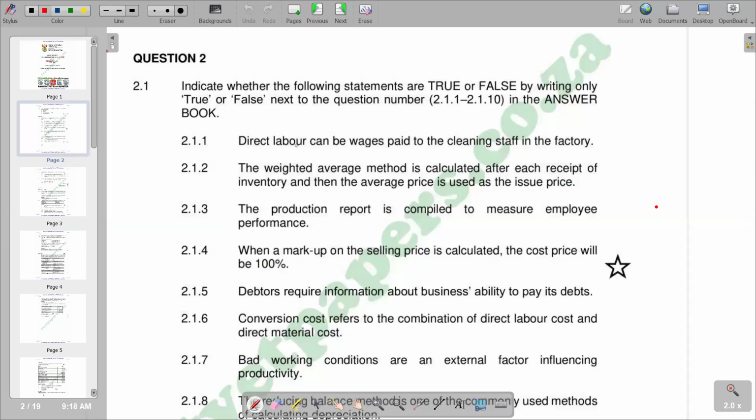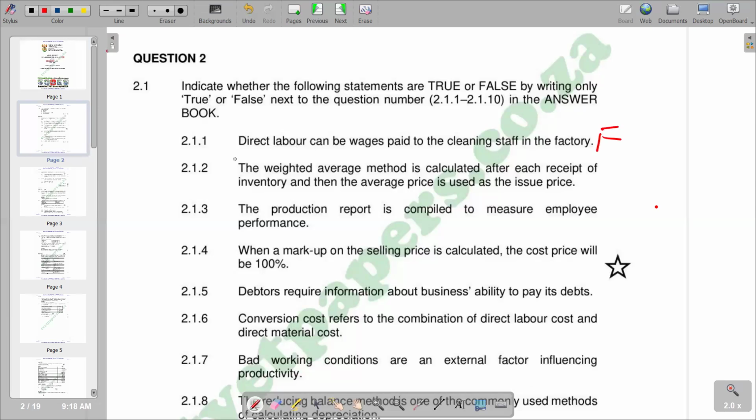2.1.1, direct labor can be wages paid to the cleaning staff in the factory. Remember, direct labor is a cost that we can directly attribute to the product that is being produced. But wages paid to cleaning staff are not directly linked to the product being produced. So this is not true. We say for 2.1.1, false is our answer.